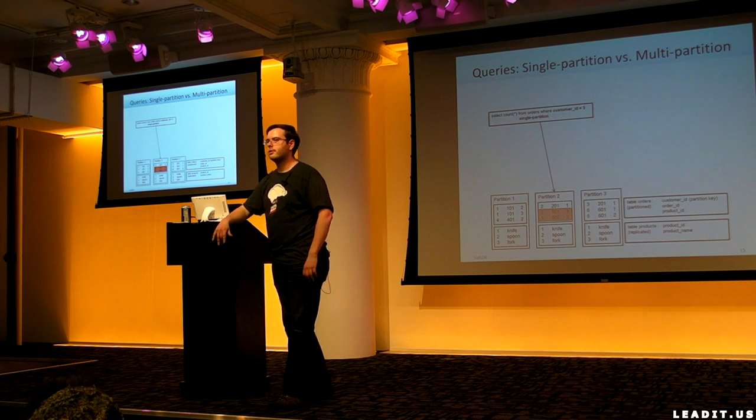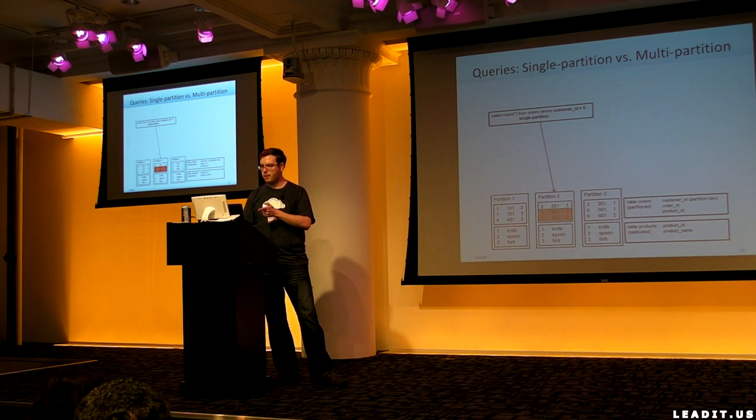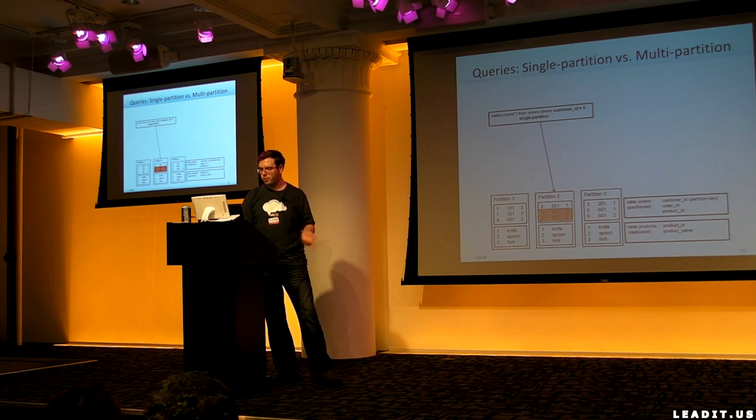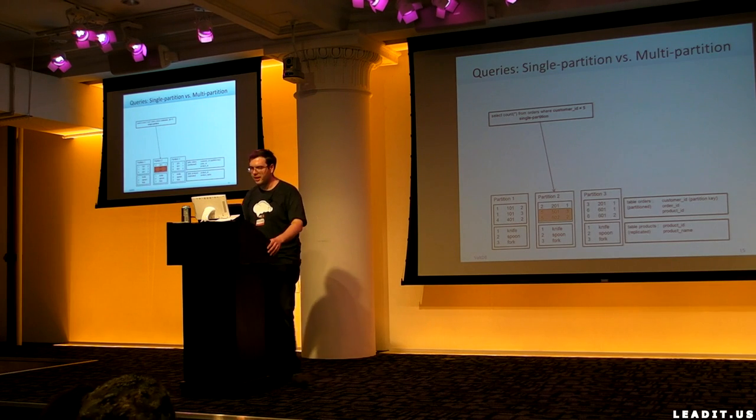Can you explain sharding? This is actually that example. So here we have an orders table. Is this big enough for people to read? Okay, maybe not. What is a partition?